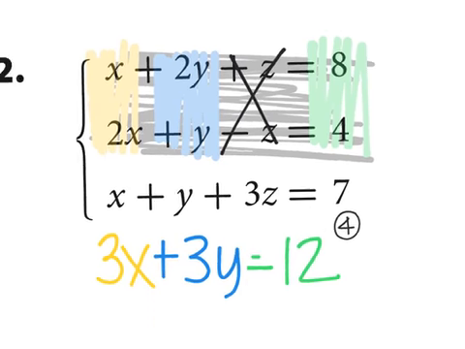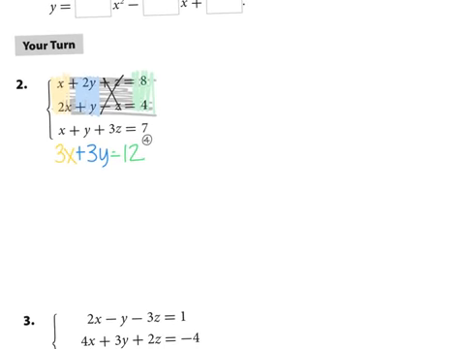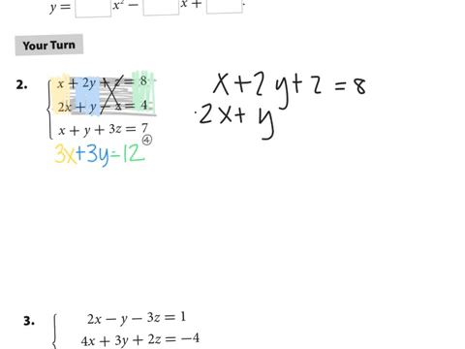So I'm going to do the same idea of elimination. So I'm going to rewrite my systems. You don't have to rewrite your systems. I just mark all over mine, so mine are hard to read. So I'm going to rewrite my system. So I have x plus 2y plus z equals 8. And then I have 2x plus y minus z equals 4. And then I have x plus y plus 3z equals 7.